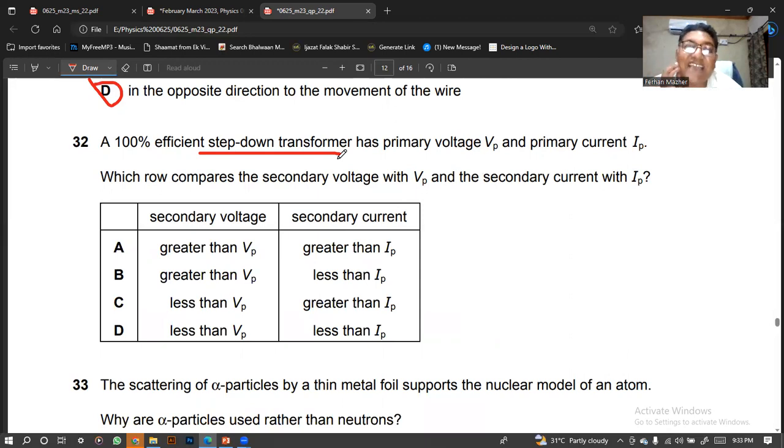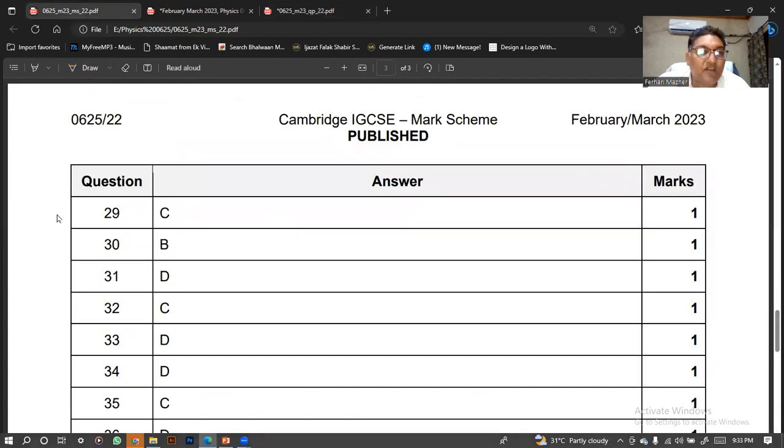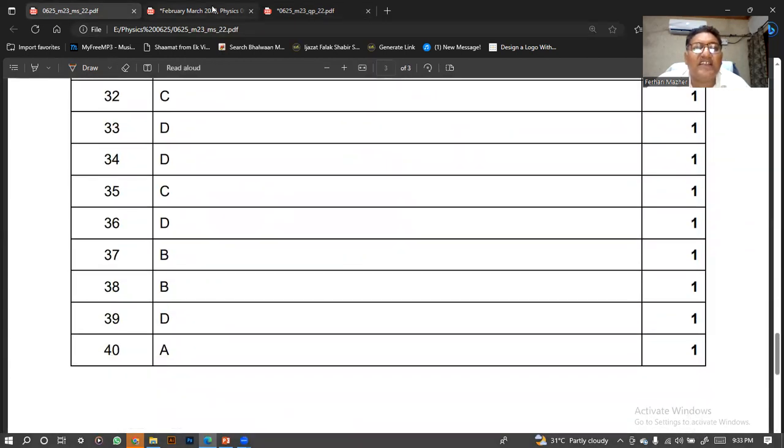The voltage in the secondary will be less than the voltage in the primary, and the current is opposite. So the current in the secondary will be more than the current in the primary. It's a step-down transformer. The secondary will have less voltage but more current as compared to the primary. So we think C is the choice. Question number 32, C is the right option, sir.